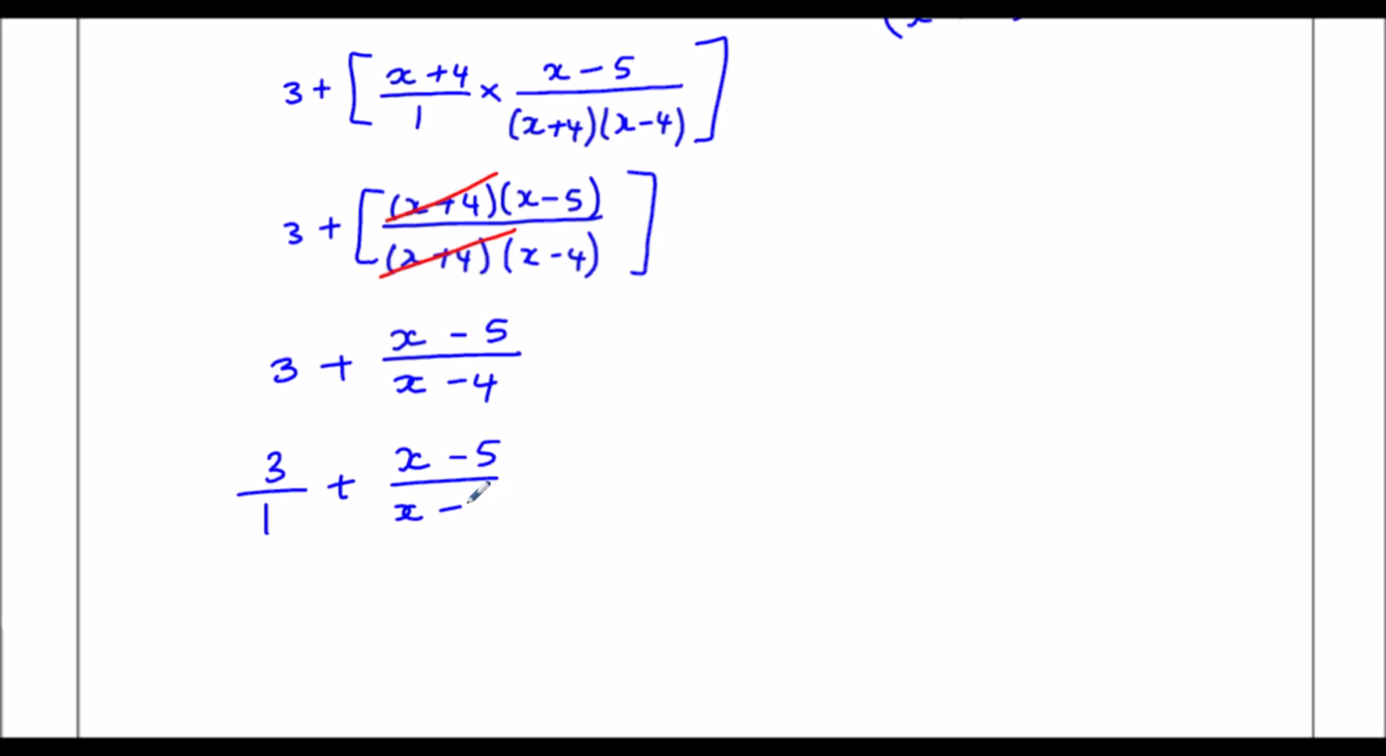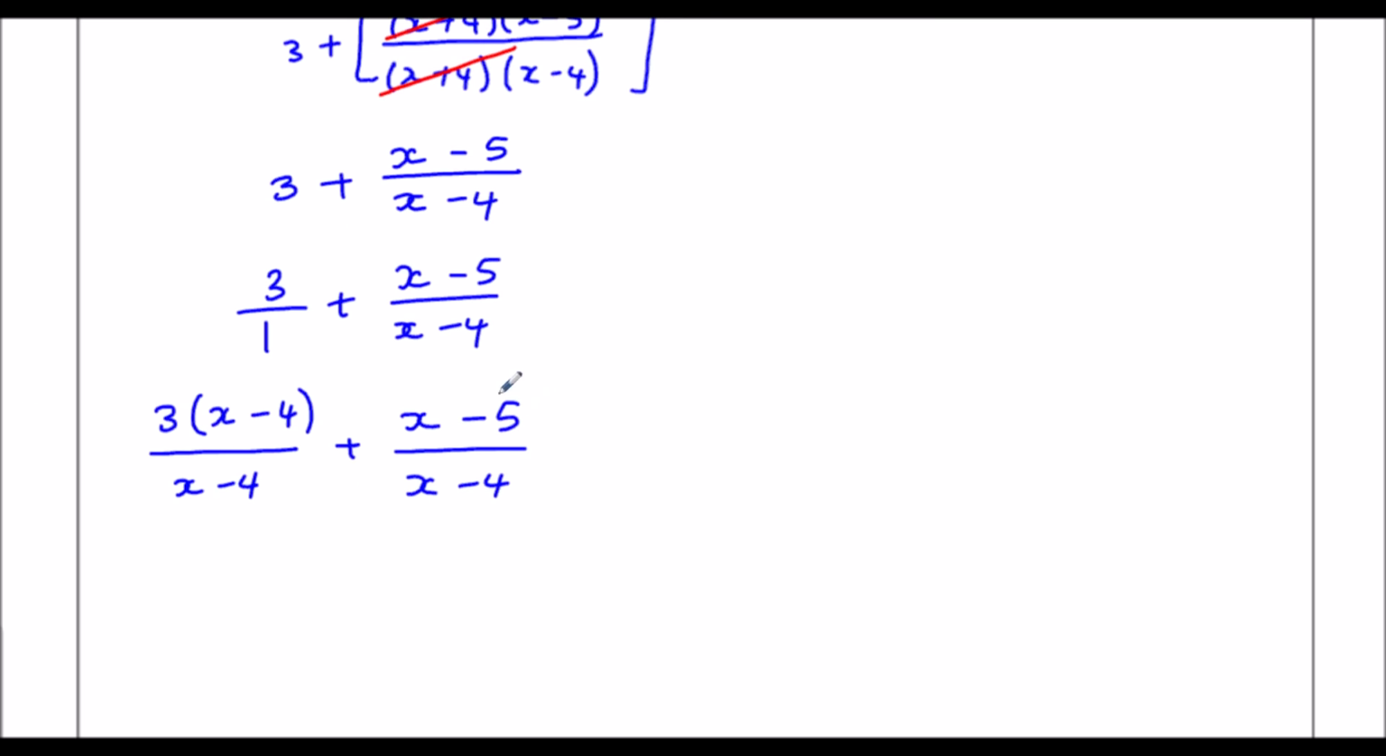And to add fractions, I need to make the bottom numbers the same, make the denominators the same. So I'm going to times top and bottom of 3 over 1 by x minus 4. So that will give me 3 times x minus 4 over 1 times x minus 4, which is just x minus 4. And that's added to x minus 5 over x minus 4.